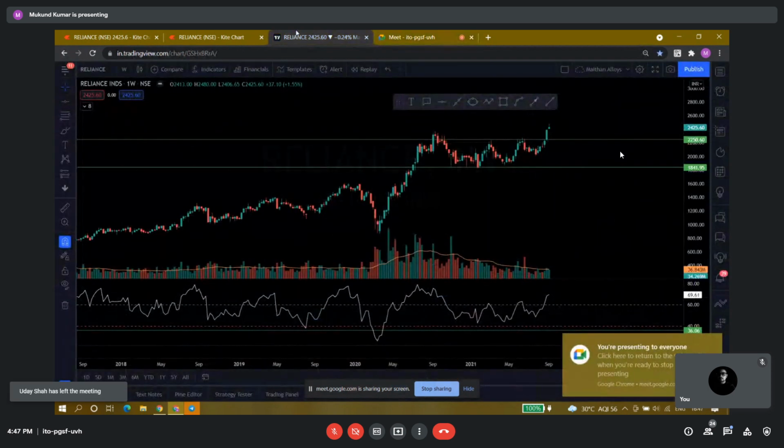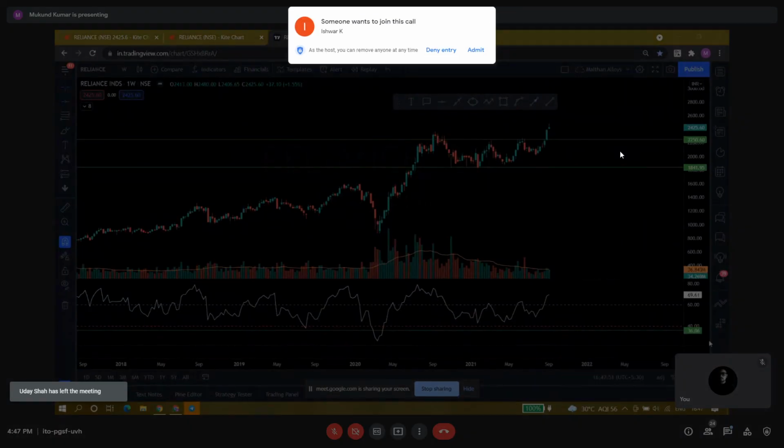सर, उसको वो अभी 60 क्रॉस कर रहा है तो उसको बैक टेस्ट भी करना जरूरी है क्या सर?